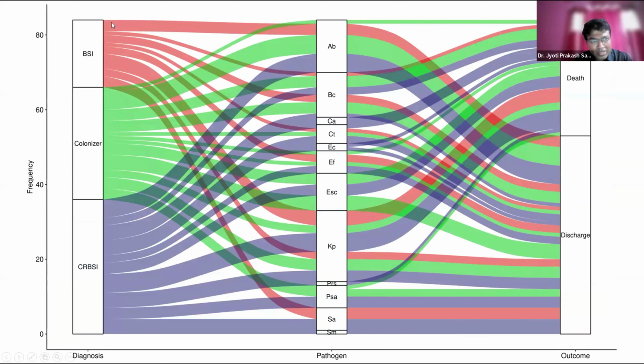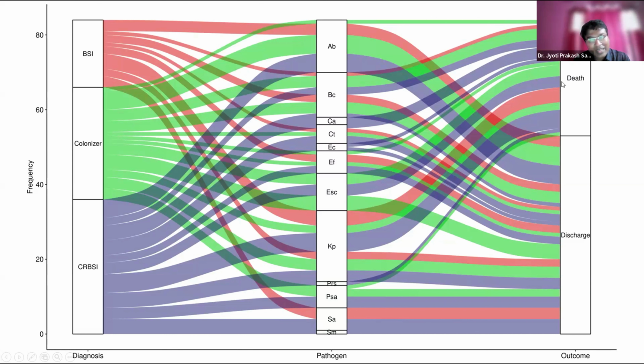Like, focus on this segment. This participant had BSI, they had Acinetobacter baumannii, and they correspond to this side. This is not visible to me. Let's minimize this one. Okay, they were discharged. This part where they were discharged. Focus on any given point, like this colonizer part, this big one. This is a colonizer, no infection. Acinetobacter baumannii was detected, but there was no clinical infection, and they were discharged.